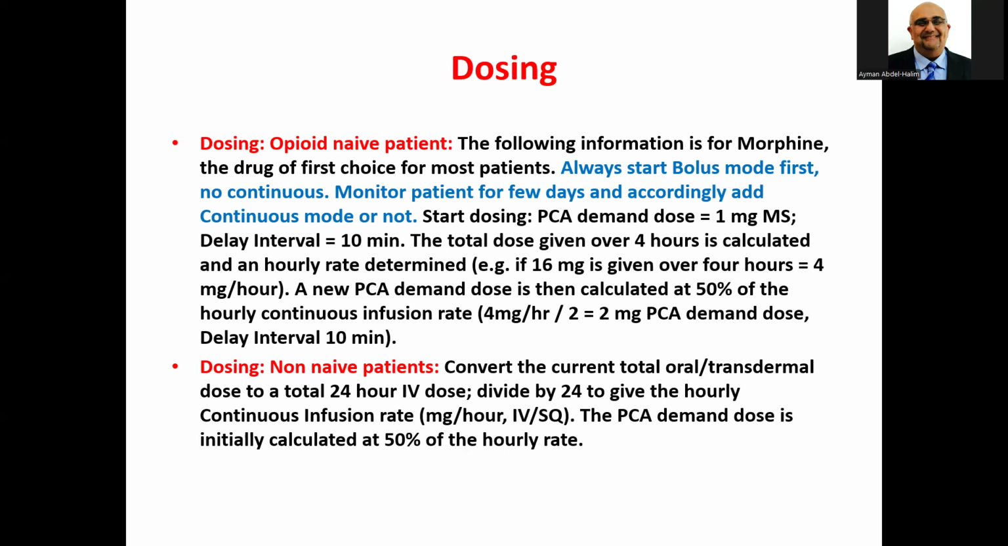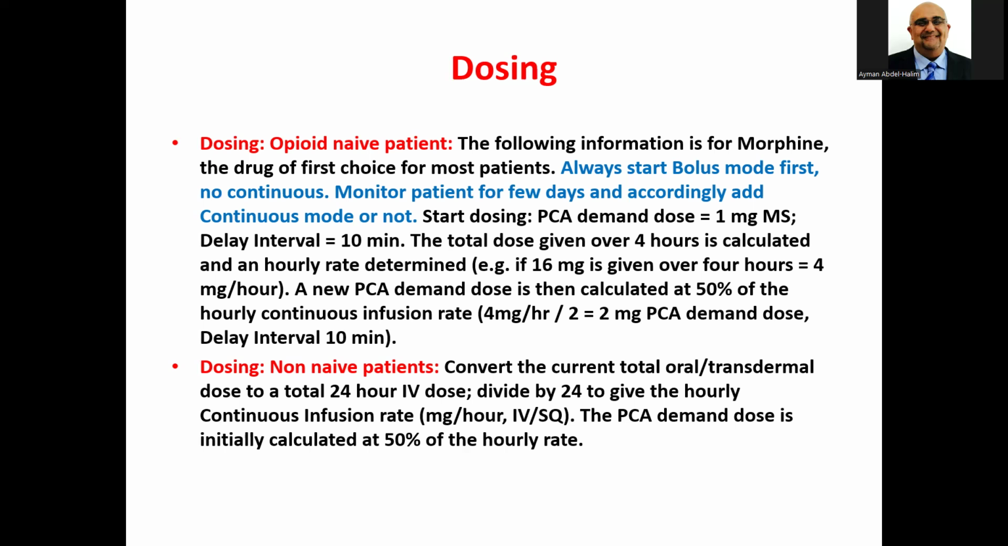Another thing here that you have to be aware of is non-naive patients. For these patients, you calculate the 24-hour IV dose and divide it by 24 to give the hourly continuous infusion rate. And then you put on it the PCA demand dose, initially calculated as 50% of the hourly rate. So this is one technique, okay?